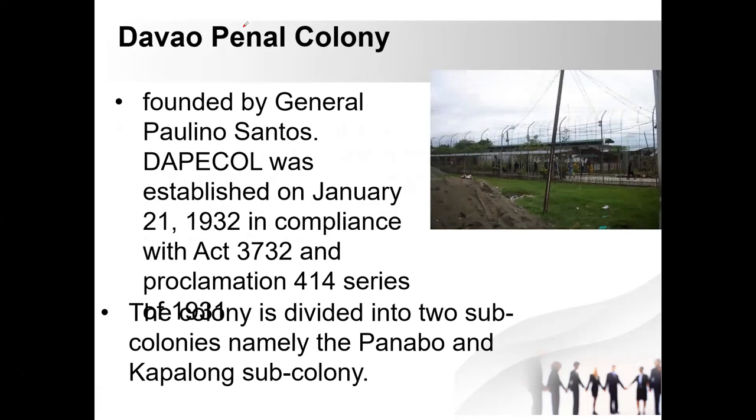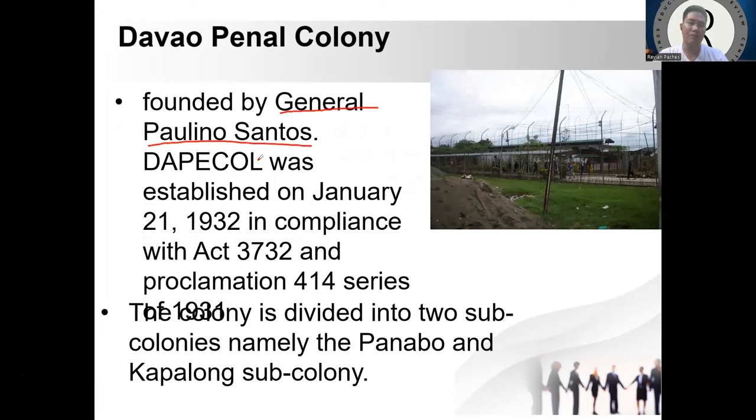So we have the Davao Penal Colony and Farm. Davao or yung Dapicol na tinatawag natin. The Davao Penal Colony and Farm was founded by General Paulino Santos. The Dapicol was established on January 21, 1932, in compliance with Act Number 3732. It was divided into sub-colonies sa Panabo and of course, yung Kapalong sub-colony. Okay, nakapunta na rin ako doon. So yan yung tinatawag natin na Davao Penal Colony and Farm.